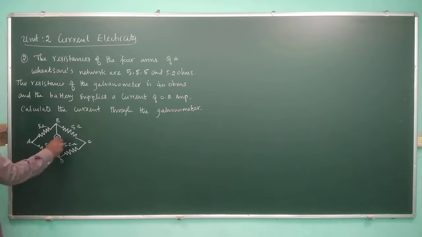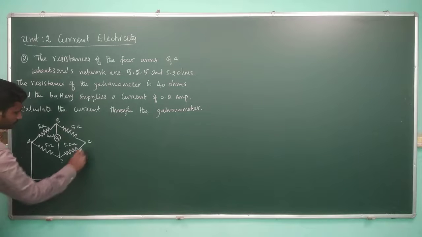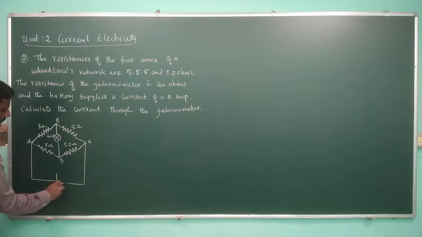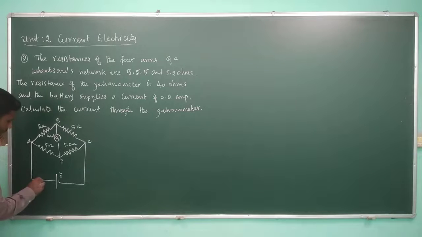The resistance of the galvanometer is 40 ohms. And the battery supplies a current, and it has a battery connected to that. This is the Wheatstone bridge, and the battery you can say E, and it supplies the current in this direction. You can say I is equal to 0.2 ampere.